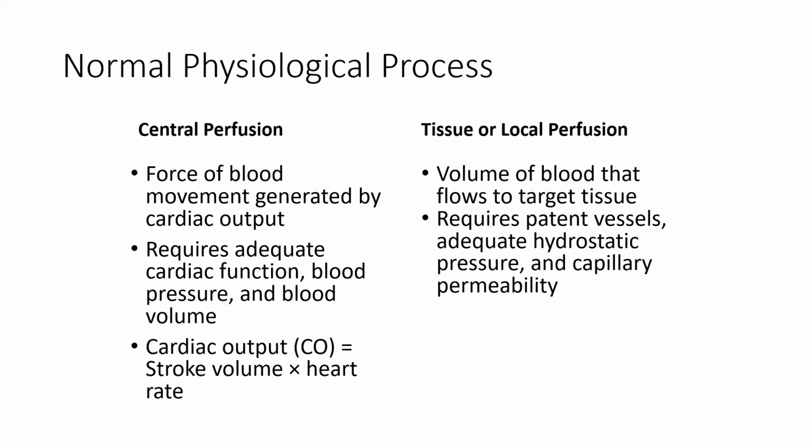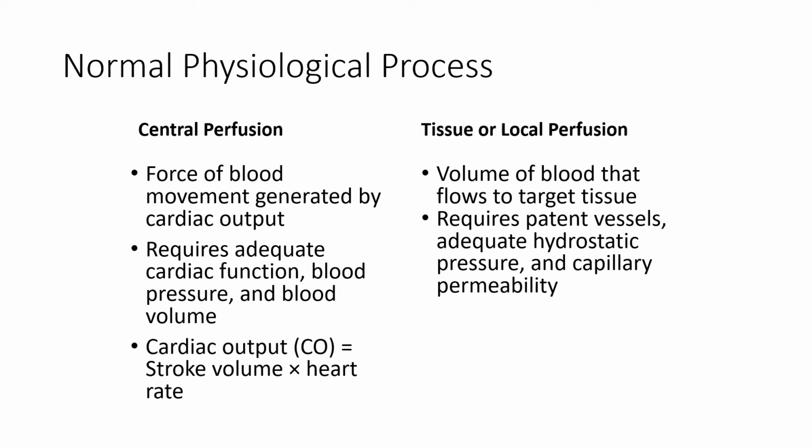In order to have good central perfusion, we have to have good cardiac function, we need to have a good blood pressure, and we need adequate blood volume. Cardiac output is stroke volume times the heart rate, and the stroke volume is how much volume of blood is moving out of the heart with each contraction. And then heart rate is multiplied by that, and that's how we get the cardiac output.